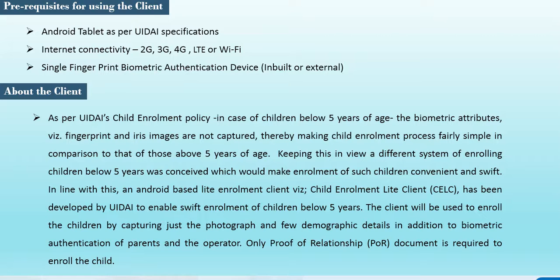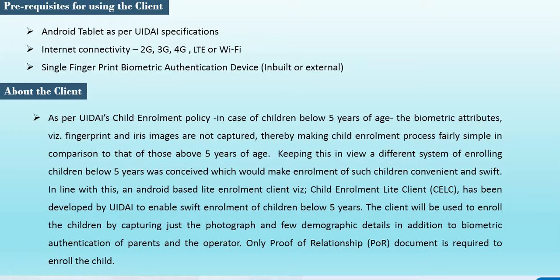The client will be used to enroll children by capturing just the photo and a few demographic details, in addition to biometric authentication of the parents and operators. Only a proof of relationship document is required to enroll the children. So using this client, we are not capturing the biometrics of the children, but only the photo and a few demographic details like name, gender, date of birth. Then finally we will take authentication of the parents. It can be mother or father or guardians.